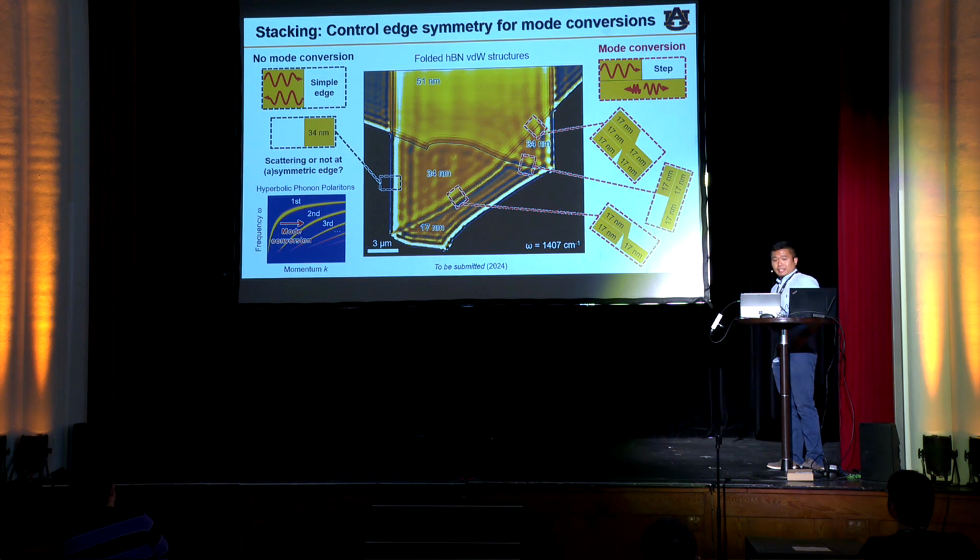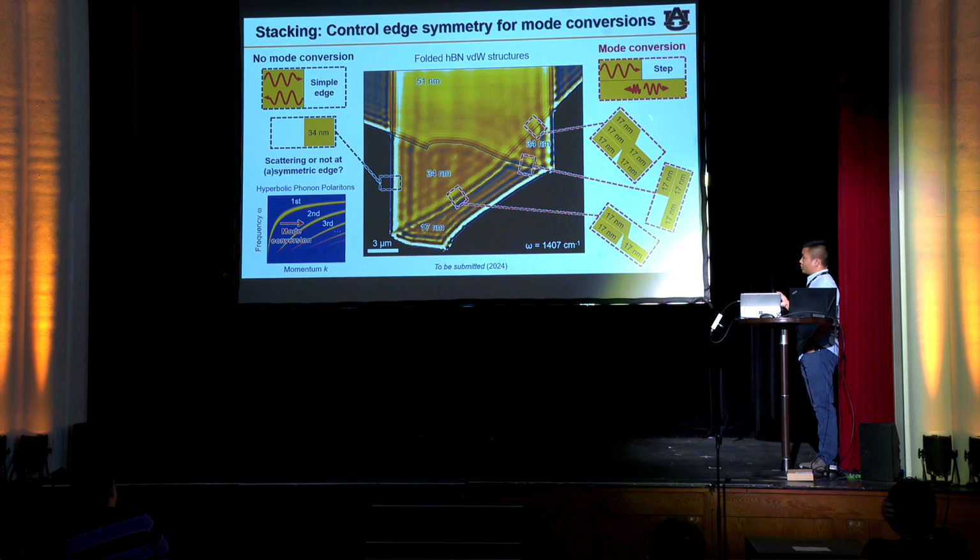In addition, stacking can also make terraces and steps, and what we study is the mode conversion between different hyperbolic branches. If you take a look at this very simple edge, you can see only one oscillation period, one period fringe shown here. But if you take a look at this stepped edge, you will see multiple fringes. And these polaritons, in addition to showing oscillation fringes, show beats.